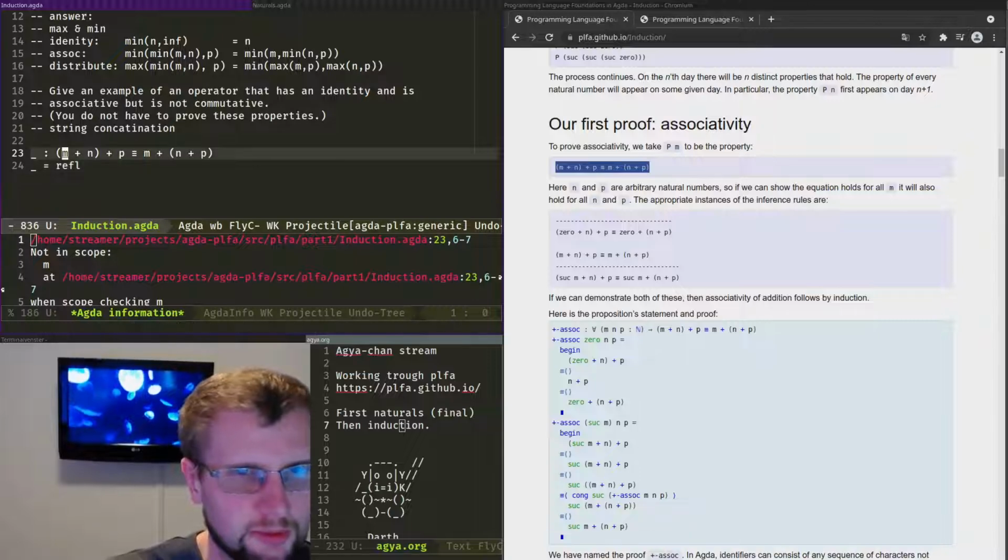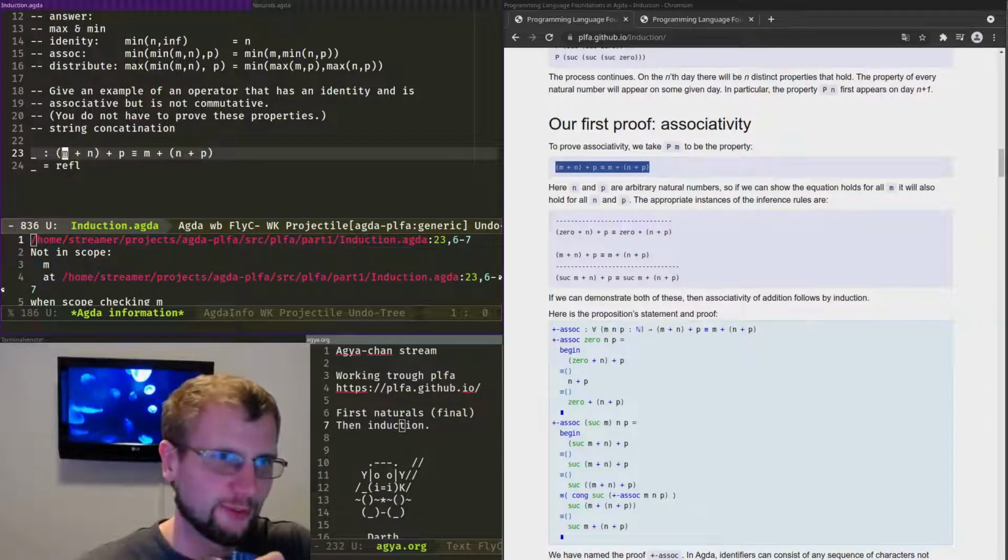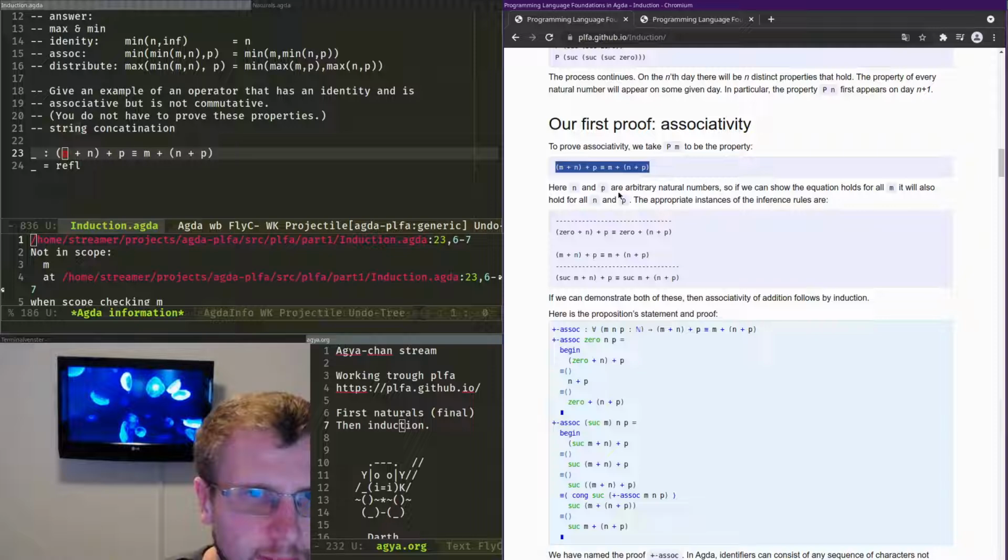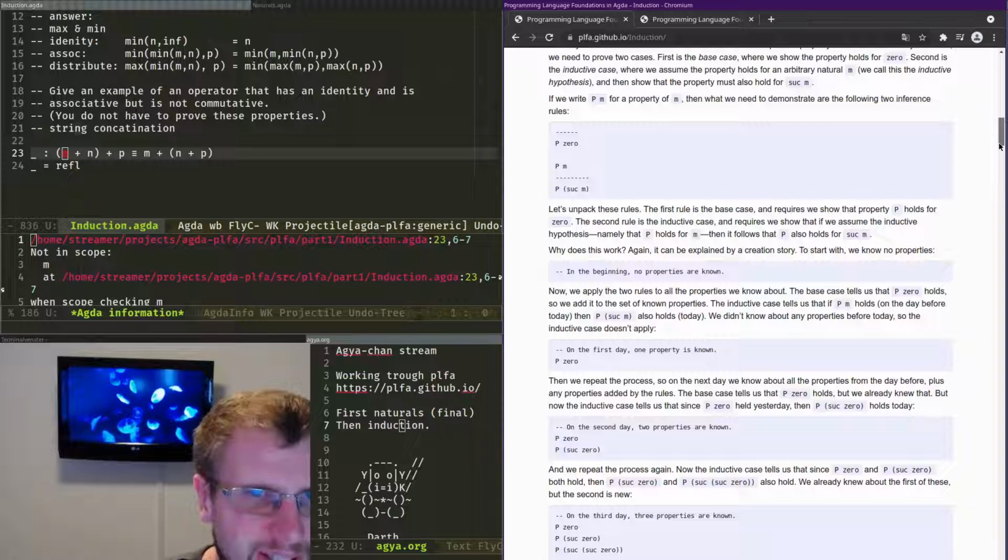What? Oh, you put them in scope. Well, it was worth a try. Here, n and p are arbitrary natural numbers. So if we could show the equation holds for all m, it also holds for n and p. The appropriate instances for the inference rules are... What is p? Let's unpack these rules.